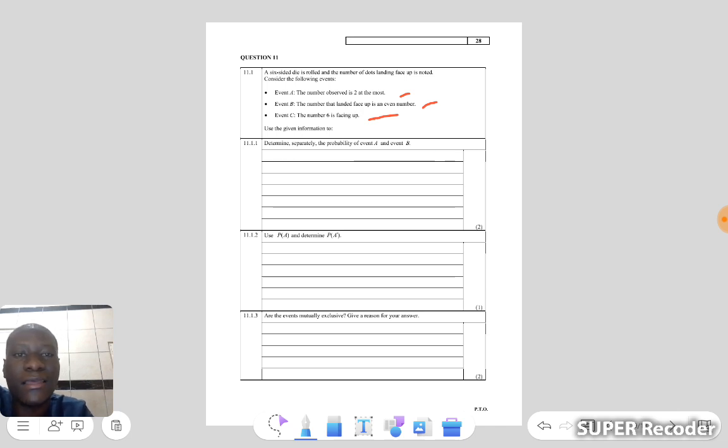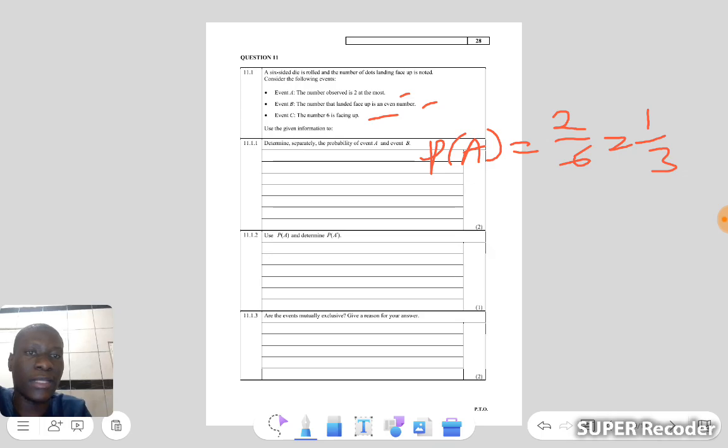This is easy. The probability of event A. Remember, event A says that the number observed is 2. So it will be 2 over the total. The total number of sides of the die is 6, so 2 over 6, which can be simplified to 1 over 3, right?